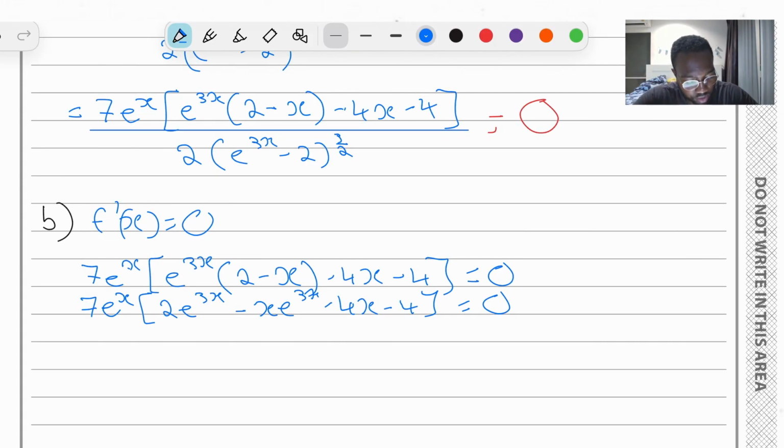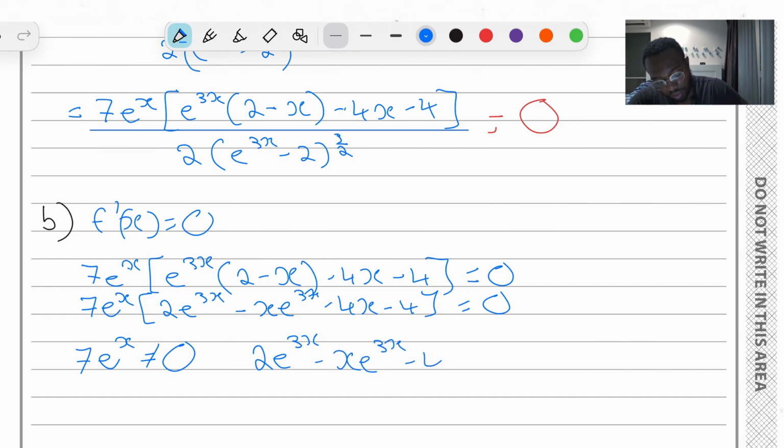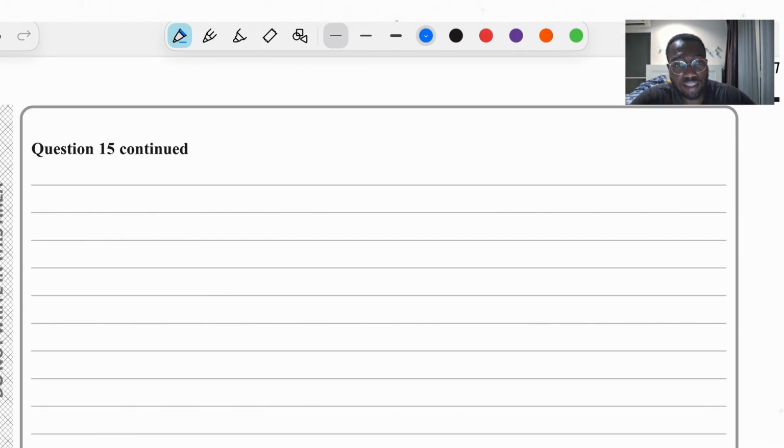Now we have 7e to the x, and we have this thing in brackets, which is equal to 0. One thing we know is that 7e to the x can never actually equal 0, because e to the x is always going to be a positive value. Therefore, 2e to the 3x minus x e to the 3x minus 4x minus 4 has to equal 0.